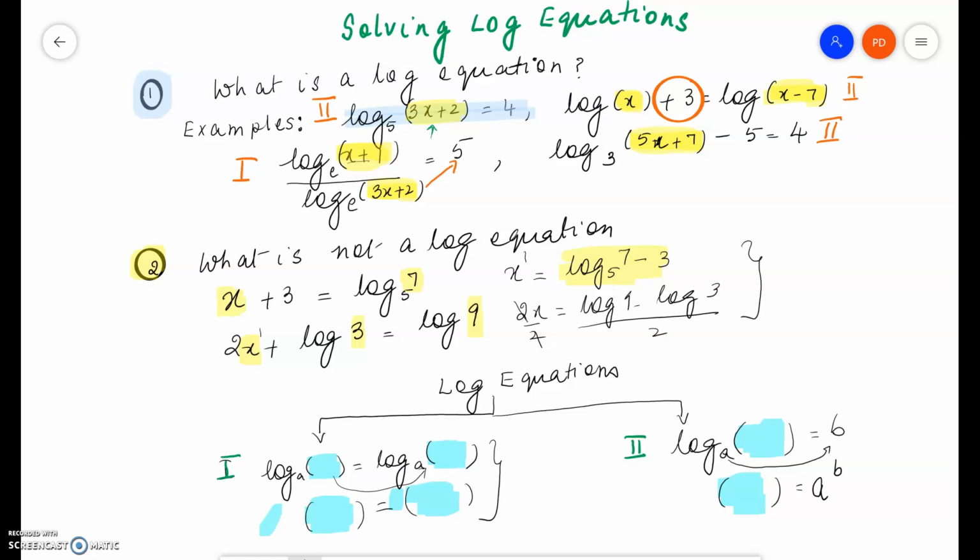So you have to think about exactly which type it falls into. Is it 1 or 2? But you might have to do a little bit of work before you can actually bring it to the form log of something equals log of something else, or log of something, which is a function of x, equals a constant, in which case we can solve it using the definition of logs.